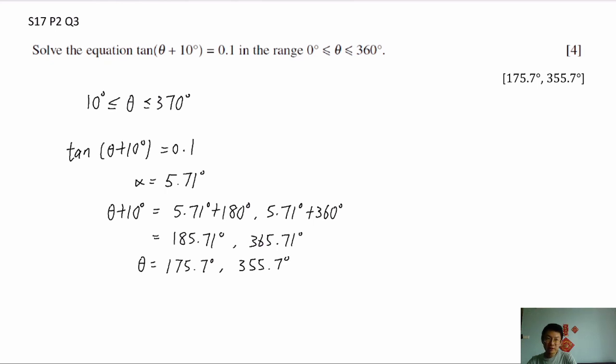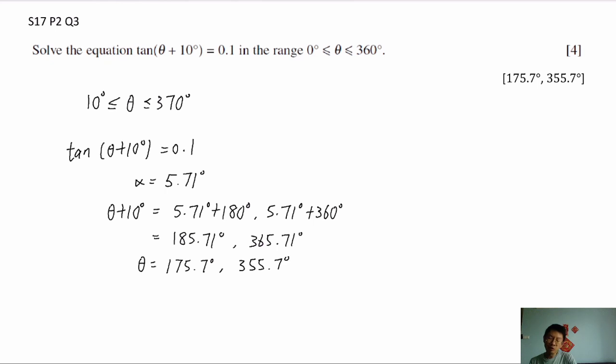Okay, so for this question, it is another thing that is worth taking note of, because for this one we have got tangent of theta plus 10. So we are supposed to solve for theta plus 10, and whenever we start solving, we have to adjust the range first. So for this range, theta plus 10 is from 10 to 370. This is something that we have to take note of.